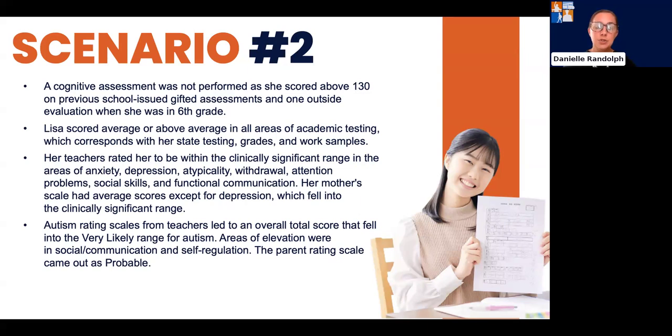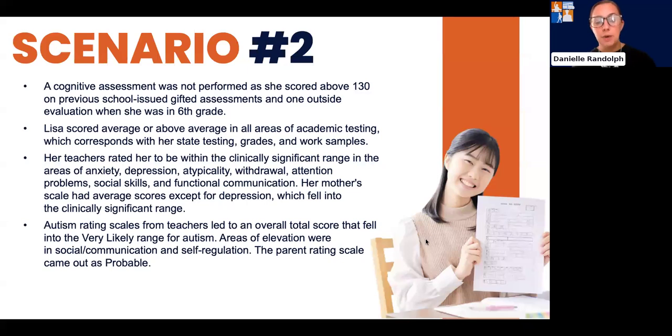Looking at rating scales, she did score in the clinically significant range on a teacher rating scale in the areas of anxiety, depression, atypicality, withdrawal, attention problems, social skills, and functional communication. So a lot of areas on that rating scale that were flagged, and again, clinically significant is above that 70. So it means that there are some pretty significant problems here. Mother really scored her average except for depression, which was in the clinically significant range.